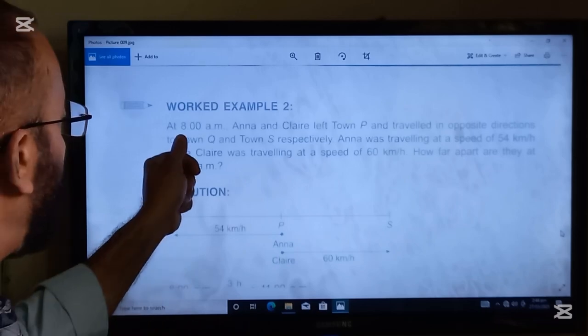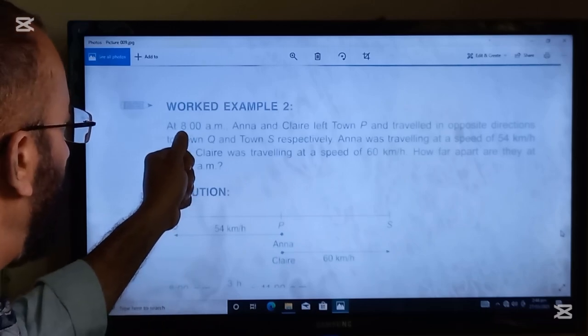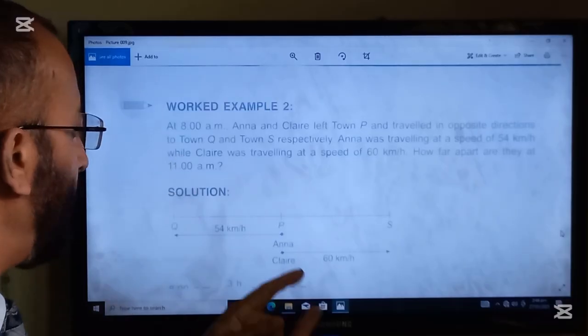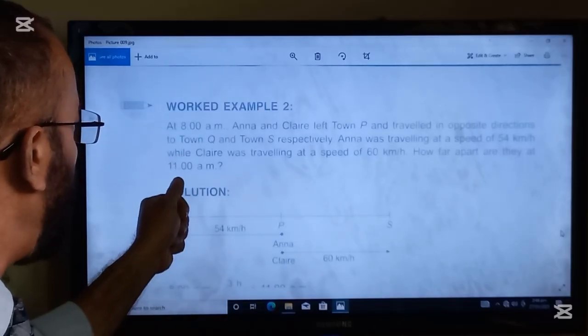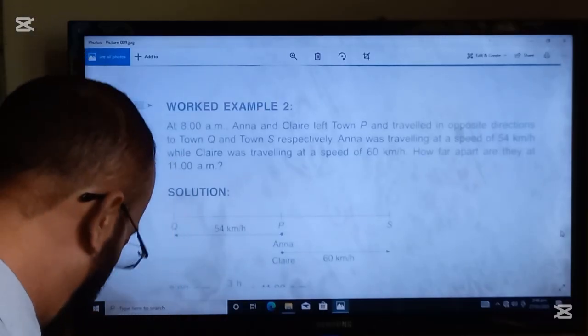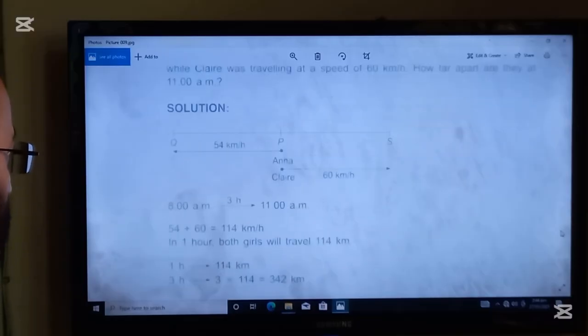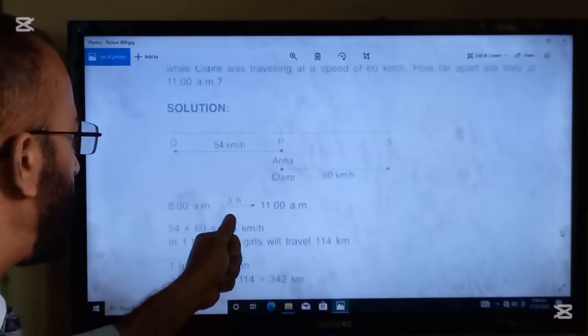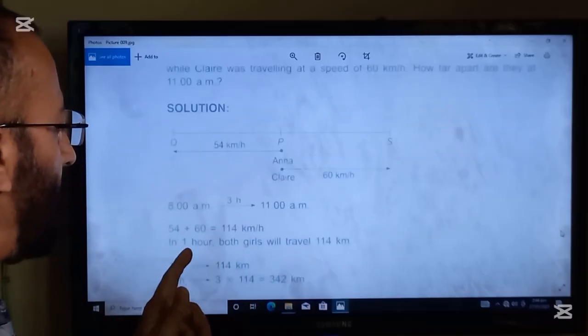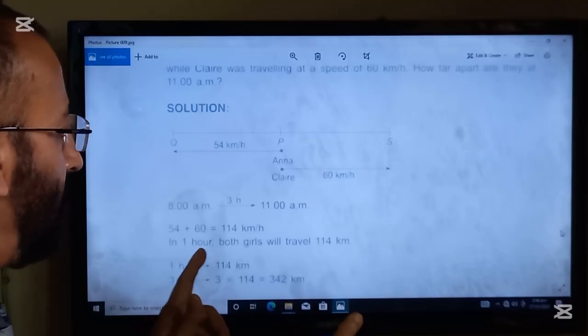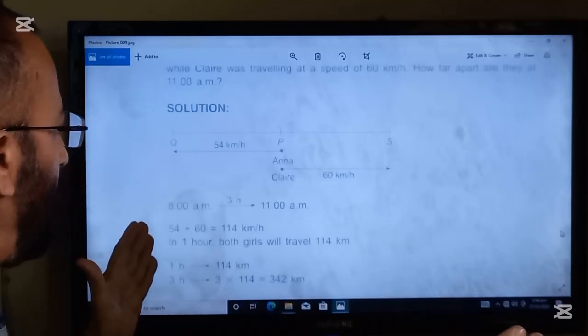So if they are starting at 8 a.m. and the distance required between them is at 11 a.m., it means from 8 to 11, there are actually 3 hours. So 3 hours is the time during which we are required to find the distance between them.